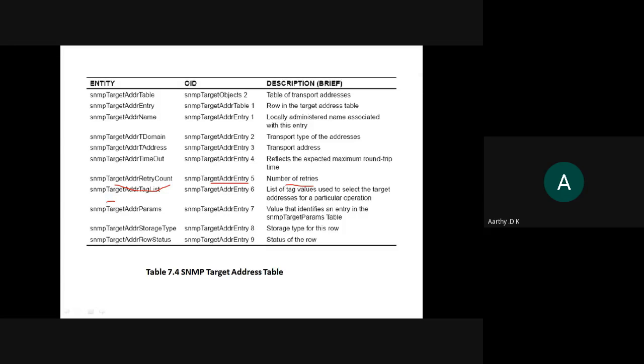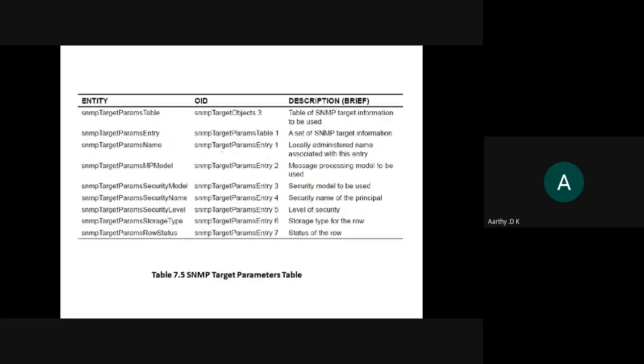These are used when we transfer messages through the network between the manager and the agent. Every object will have its ID. That is about the target address table. The next one is the target parameters table, with the entity, the object identifier, and the description. The target param entry will contain the set of SNMP target information, which, as usual, is used in network transfer between the manager and the agent.